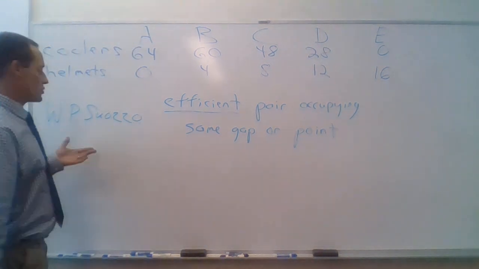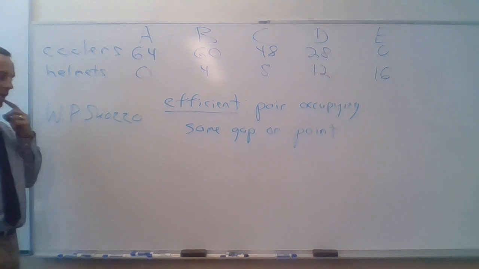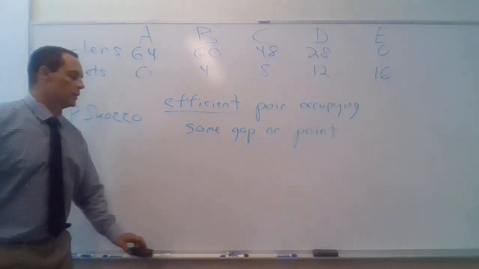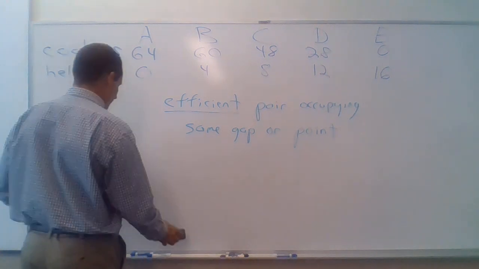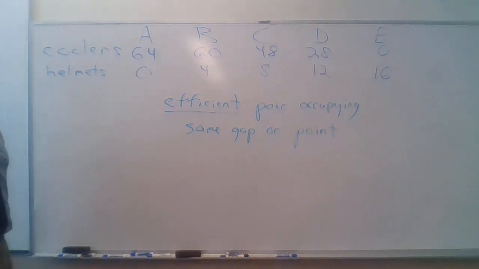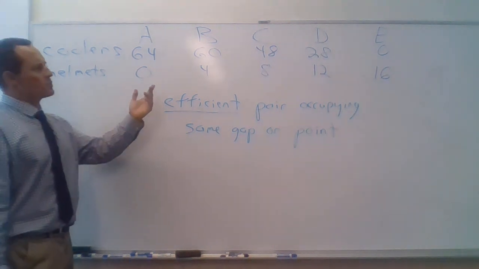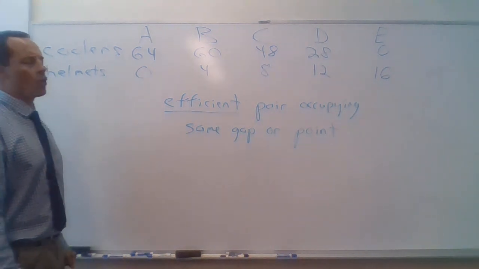Hello, I'm WP Suazo, and I want to talk to you about the production possibility curve and efficiency. The numbers up here along the top of the board represent a styrofoam factory that can make styrofoam bicycle helmets and styrofoam coolers. All of these points listed here represent goals that are efficient.